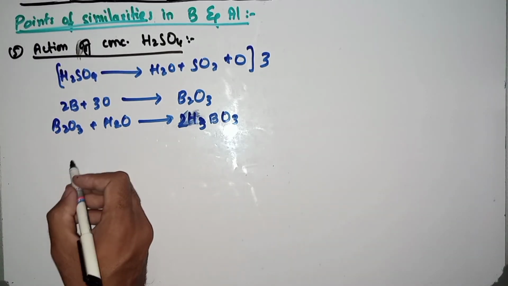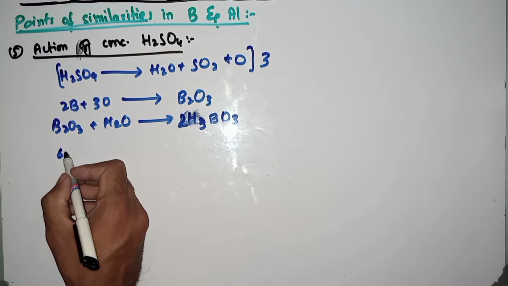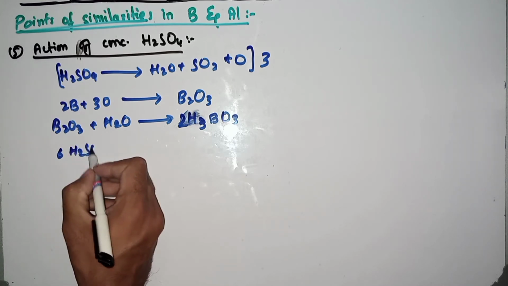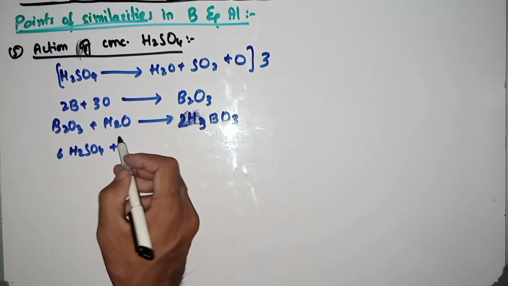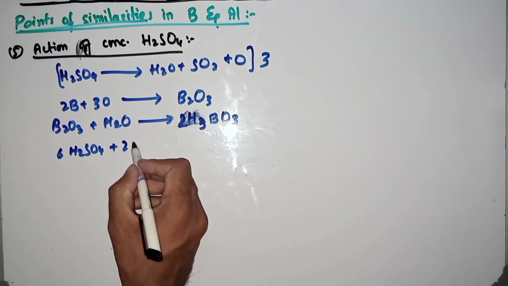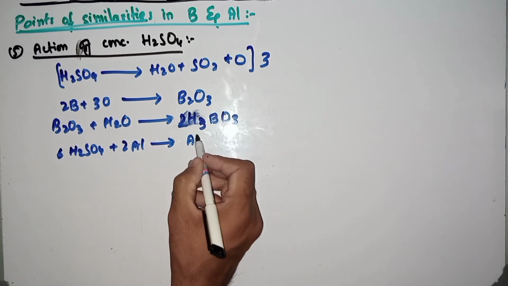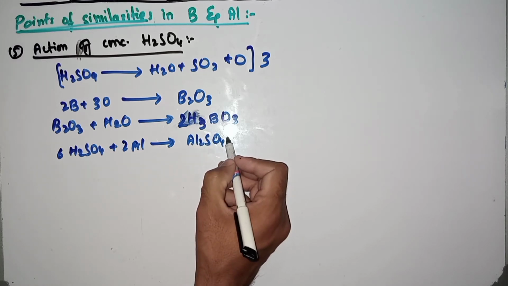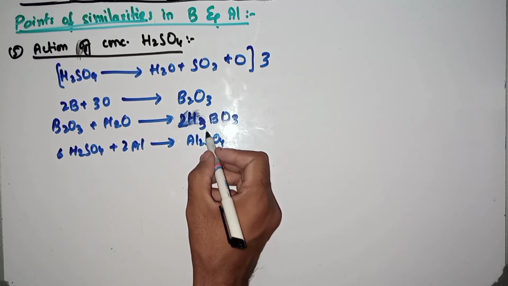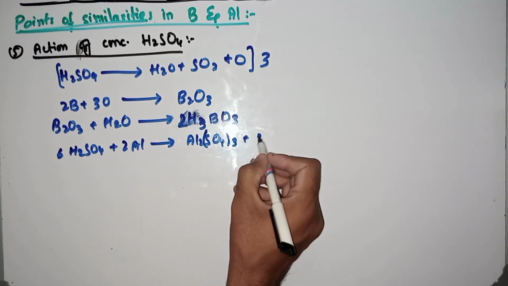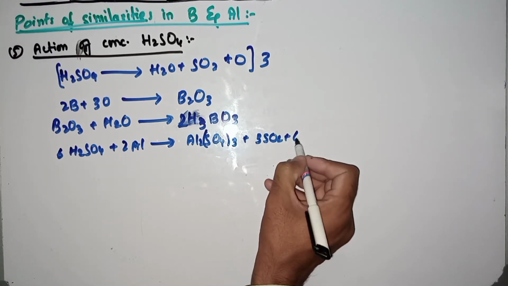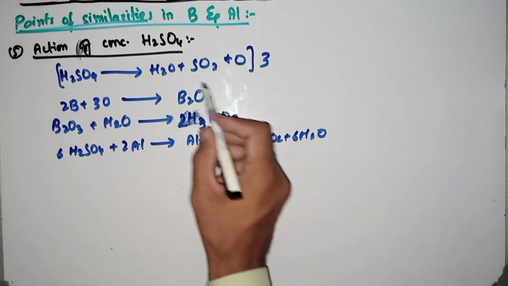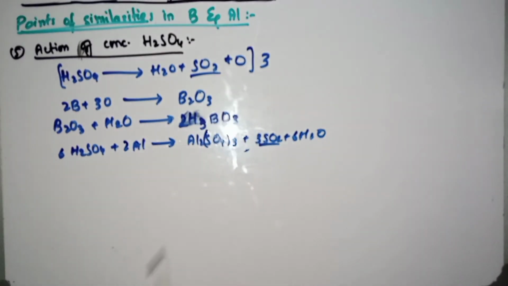Similarly, for aluminium, when 6H2SO4 reacts, similarly to the above case, it will generate Al2(SO4)3 plus 3SO2 plus 6H2O. In both cases, sulfur dioxide is evolved and both are reactive toward concentrated H2SO4. This is the similarity between them.